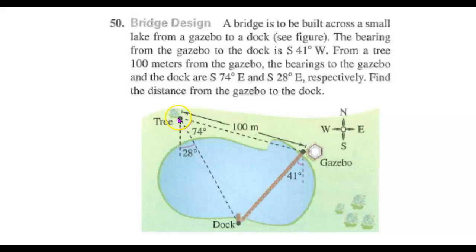So if you stand at the tree, face south, and turn through an angle of 74 degrees, you're facing the gazebo. If you face south and turn through an angle of 28 degrees, you are facing the dock. Find the distance from the gazebo to the dock. That's where the bridge is going to go, so we need to know how long that is.